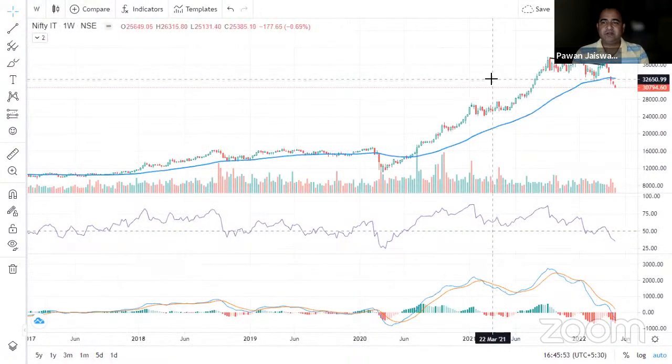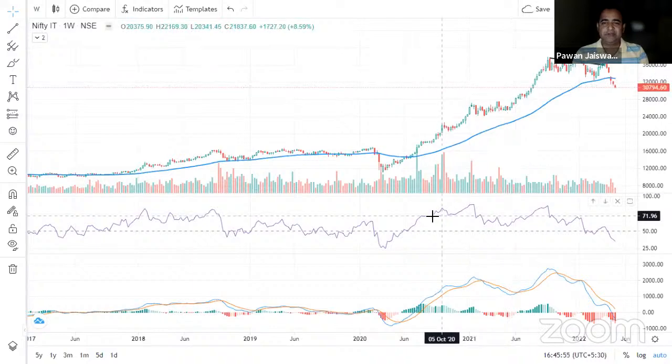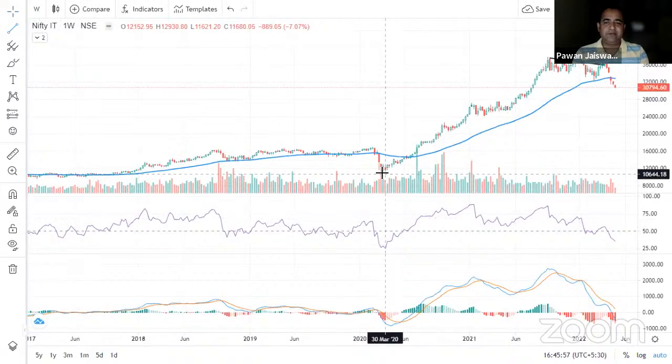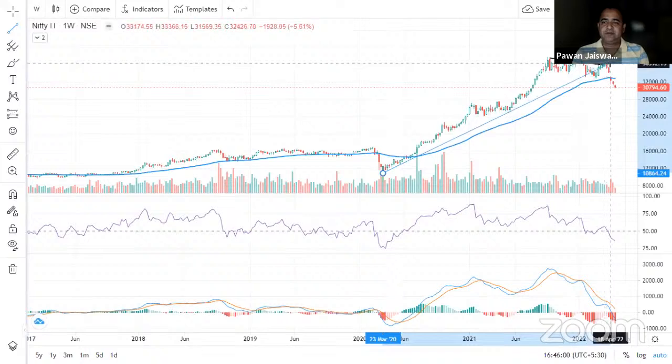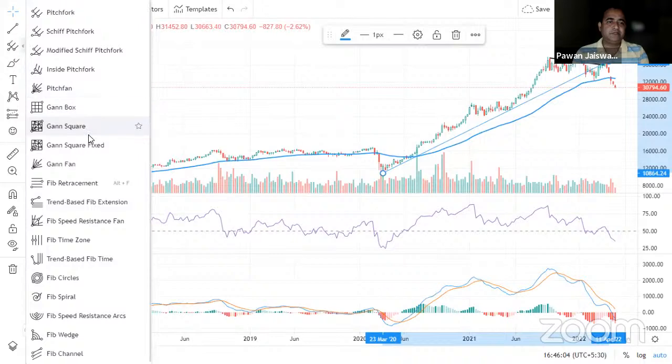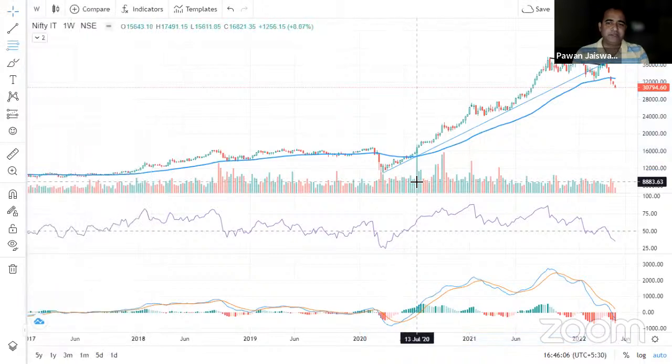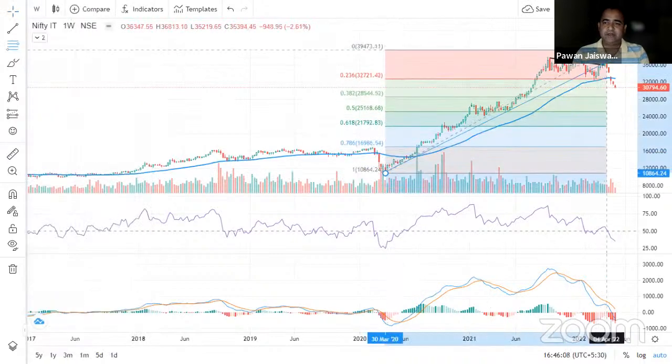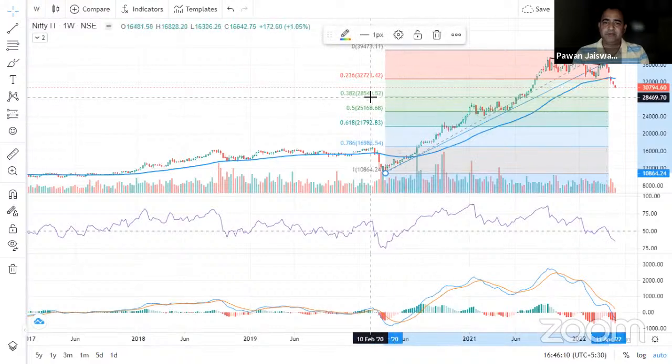On the weekly chart also, it has breached support and everything. It has breached a trend line as well. If I draw a trend line on the weekly chart, it has breached this particular trend line also. If I draw this Fibonacci retracement, the 38% Fibonacci retracement comes to 28,500. So that is why I am expecting a range maybe around 28,000, because the 38% retracement is there.